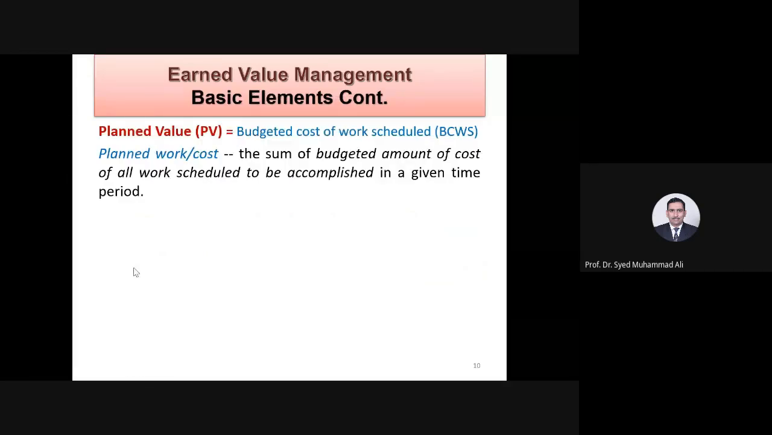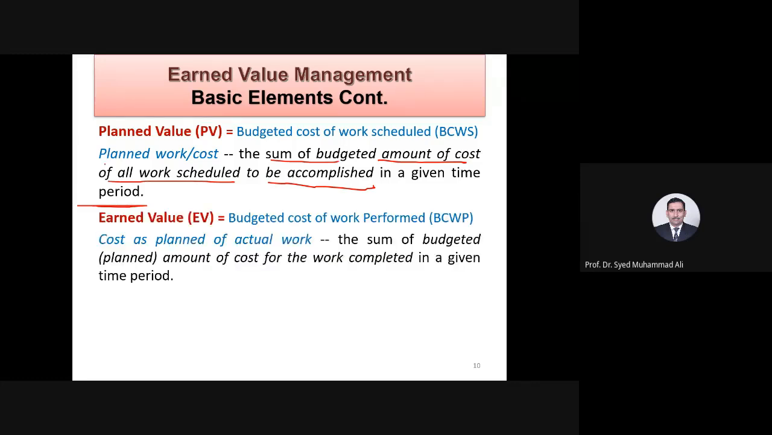Just hold on. So what is planned value? The sum of the budgeted amount of cost of all work scheduled to be accomplished in a given period. This was your wish, this was your plan, this was your intent, this was your planning. So we call it planned value, PV.